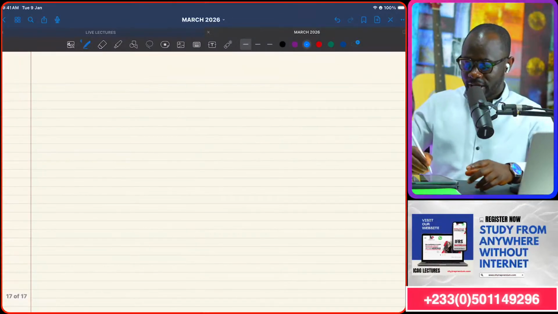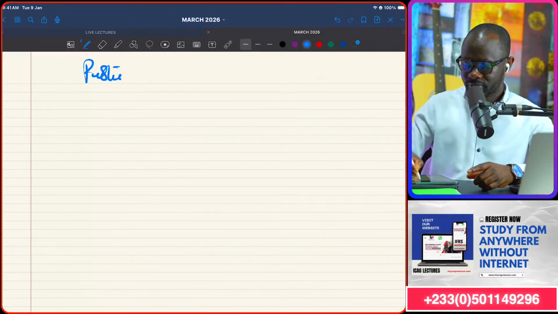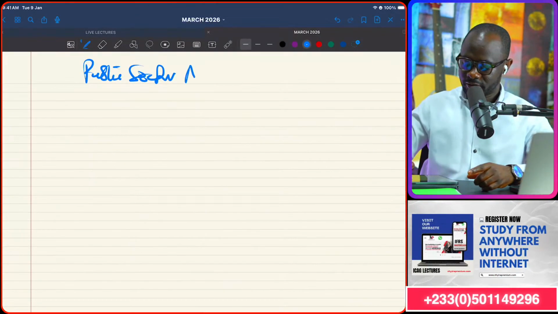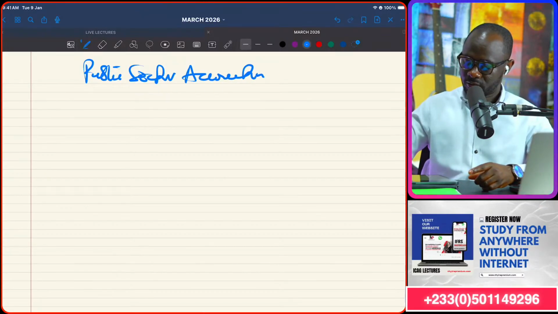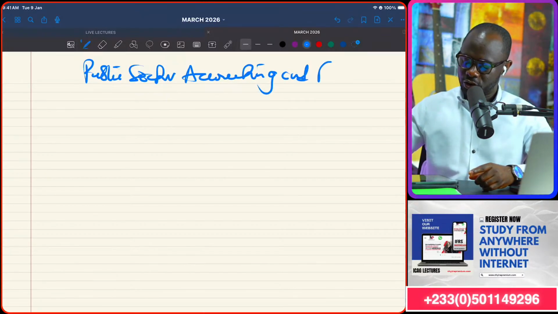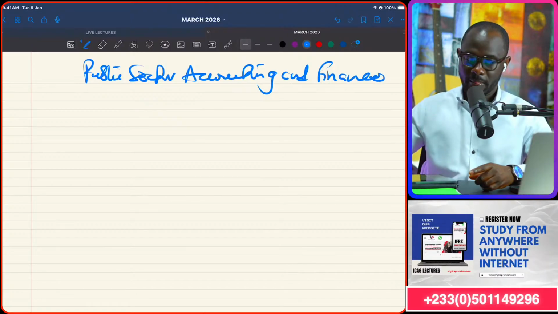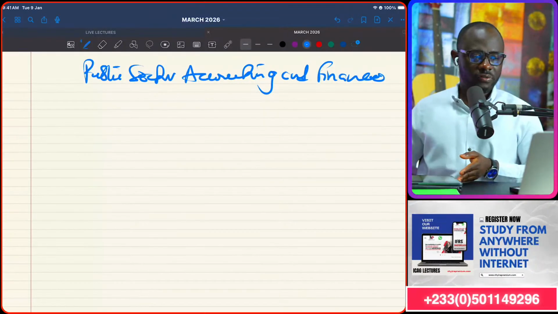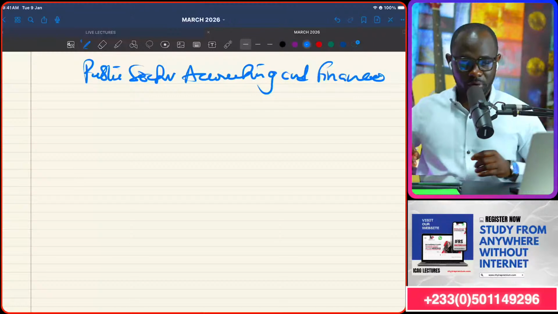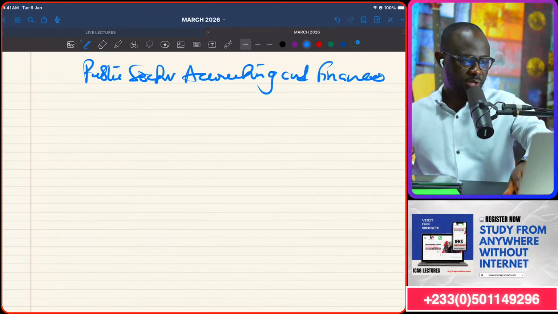Let me go into public sector accounting and finance. This is a level 2 paper. And there are a couple of things that you need to understand when it comes to public sector. Permit me to show you this quickly.